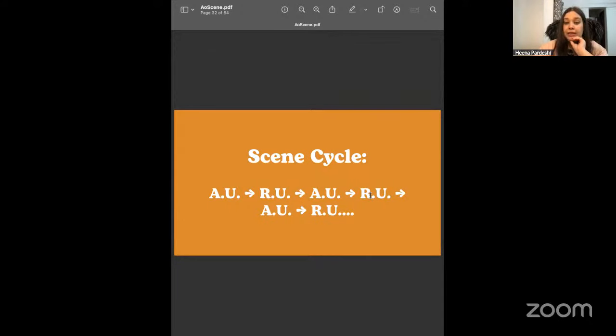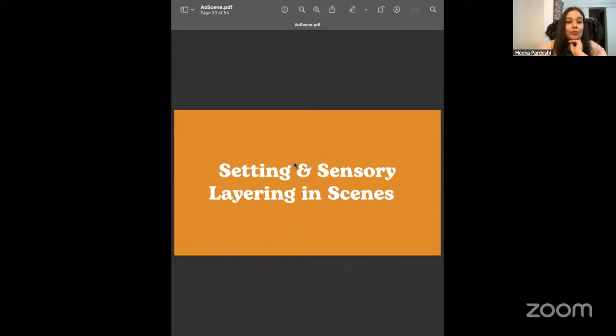Now, let us talk about our next topic. Setting and sensory layering in scenes. Setting is one of the first things your reader encounters in any scene. Yet, it's also one of the most misunderstood tools in writing. I have absolutely no idea why. Most writers think setting is just where the scene is happening. And then they describe the room, the weather, or the surrounding environment. No, that is not how it works. Setting does far more than tell the reader where your characters are. Setting does three essential jobs.